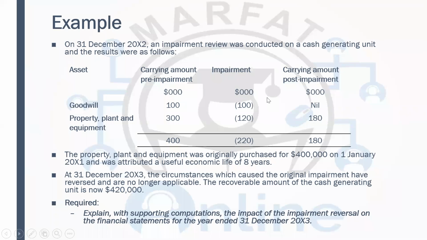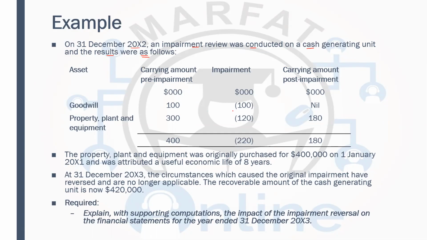All right, now we have another example of the reversal of the impairment loss. On 31st December 20x2, an impairment review was conducted on a cash generating unit, and the results were as follows. We have the assets, which are the goodwill and the property, plant and equipment. We know once there is an impairment of the cash generating unit, first of all, you have to charge it to the specific asset, then the goodwill, then other assets on a pro rata basis. So you see, the goodwill has been fully written off.